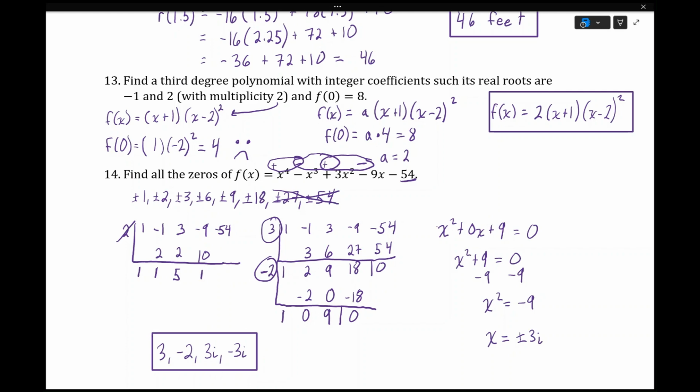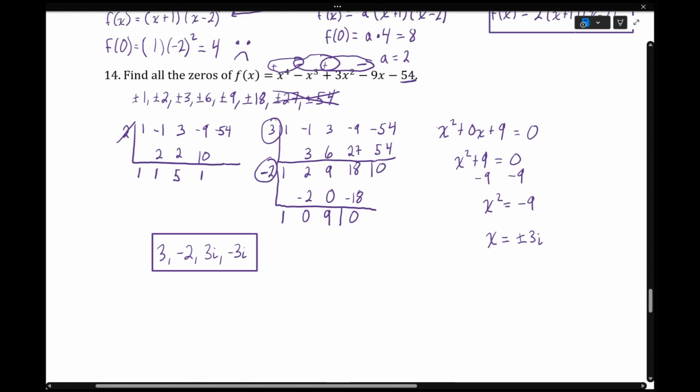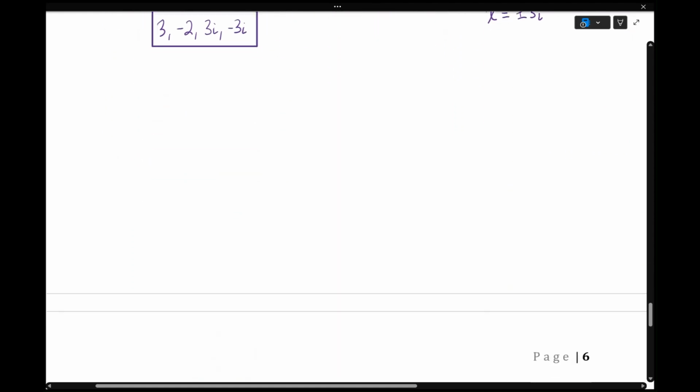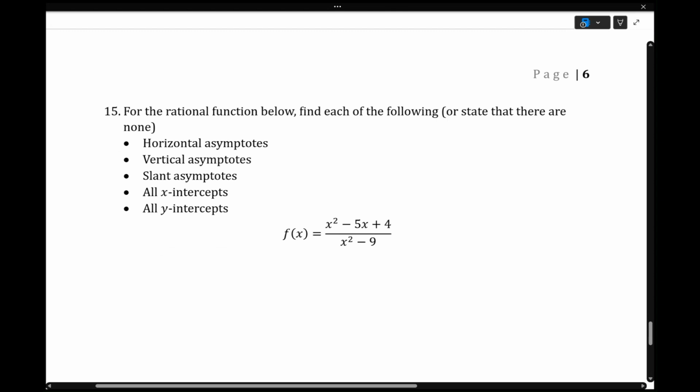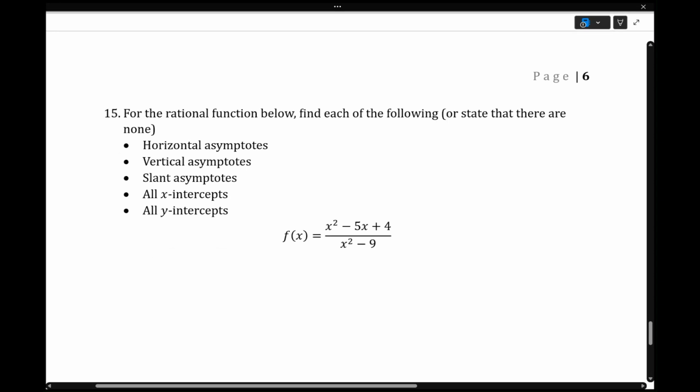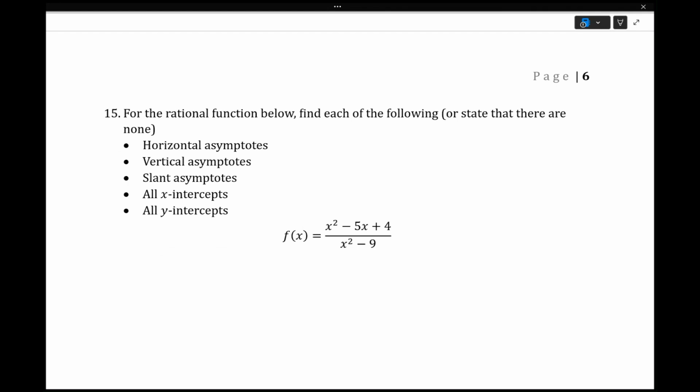Well, wasn't that fun? All right, one more question. For this rational function, we're going to find all of these things. Essentially, we're going to do all the work to graph it except actually graphing it.